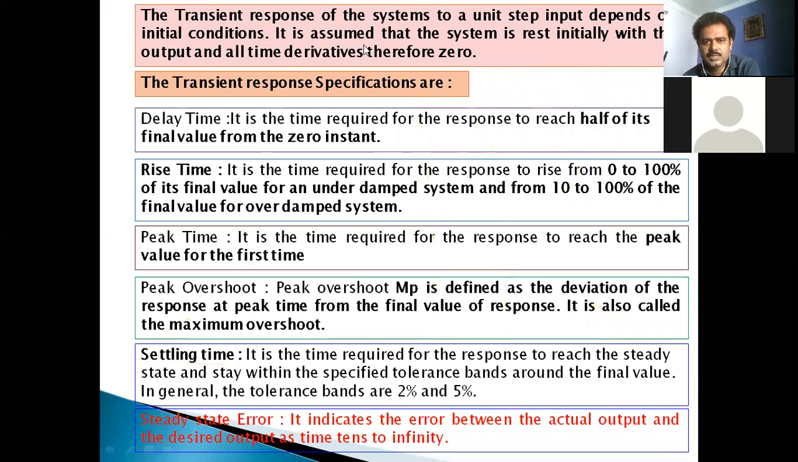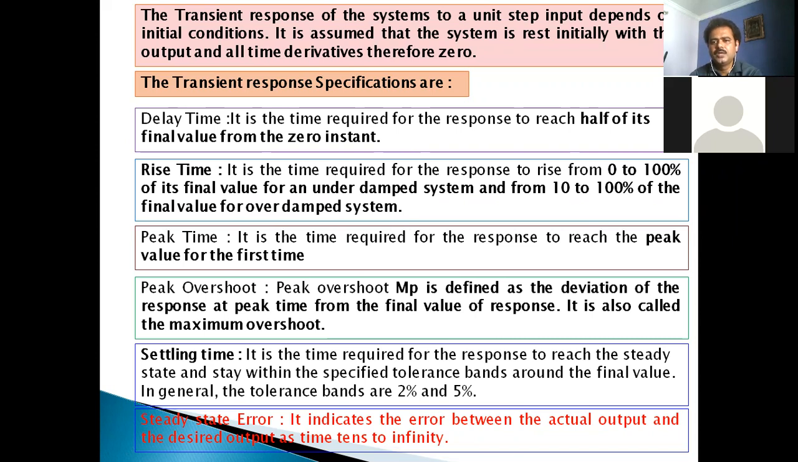Now the specifications can be defined like this. Transient response specifications and time domain specifications are the same. Transient period means up to settling time. Time domain means including the steady state error. Now the delay time is the time taken for the response to reach half of its final value from the initial instant, 0 instant. So the time taken to reach 50% of its final value is called delay time.